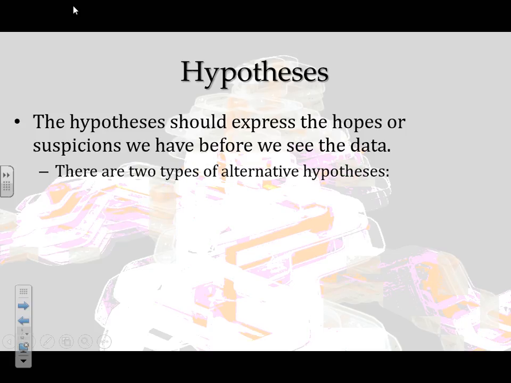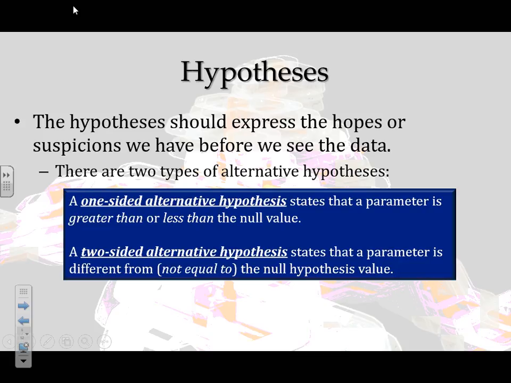Now, with the alternative hypotheses, there's two different types to deal with. And they run a little bit differently. For the most part, a hypothesis test is a hypothesis test. It's the same process over and over. But the alternative hypotheses will dictate a little bit different process depending on what we're going for. So, a one-sided alternative hypothesis is one where we are stating greater than or less than.